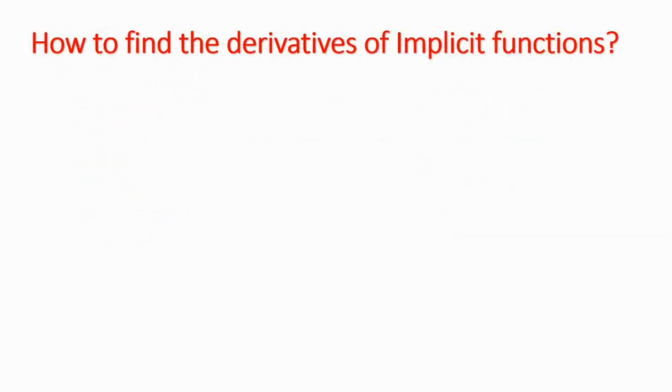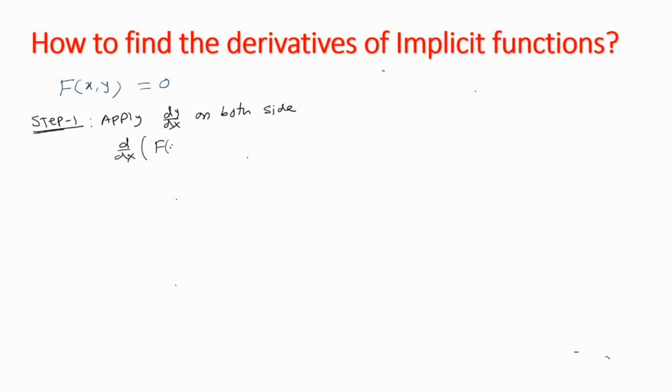So now next is how to find the derivative of implicit function. Meaning if you have the function f(x, y) equals 0, then how to find dy/dx. So this is step 1. Apply d/dx on both sides: d/dx of f(x, y) equals 0.